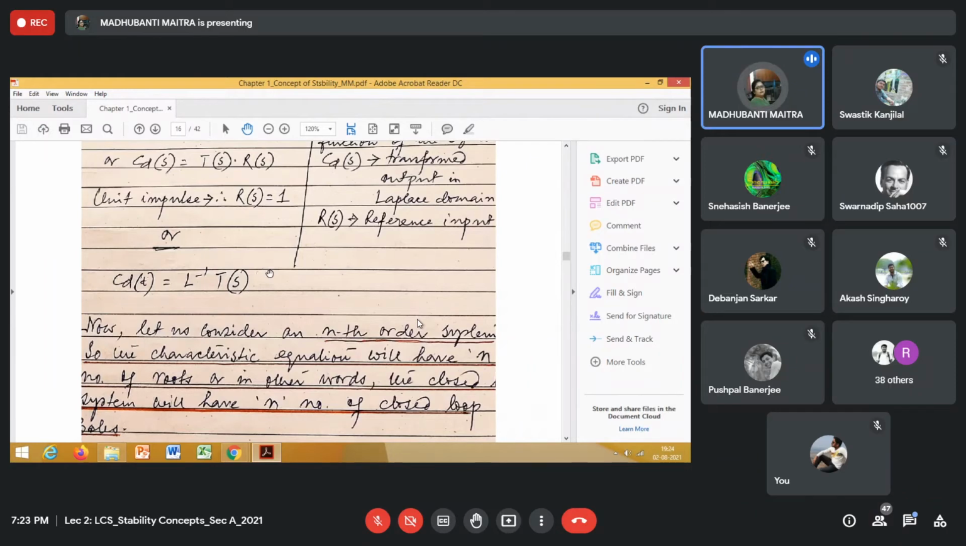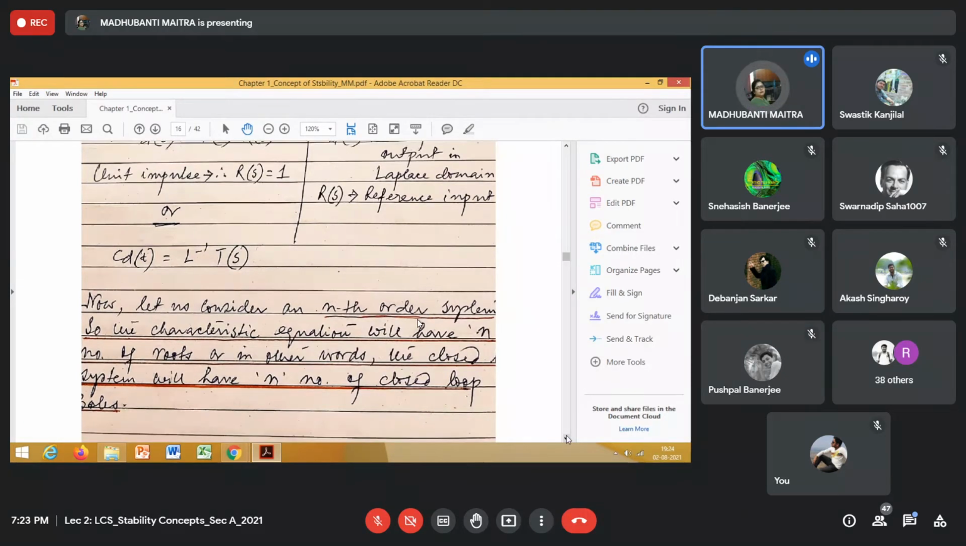First you will have to define QS, that is the denominator polynomial. Then only you can say the order of the polynomial or the maximum power of S. Then the definition will be complete. Do you get my point? Yes, ma'am. I'll come to that.